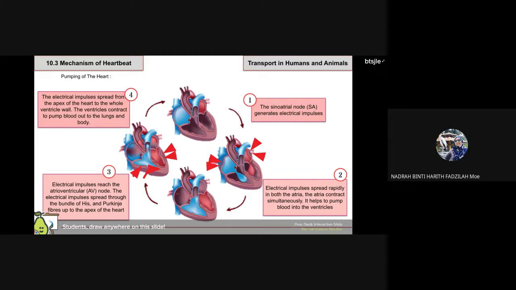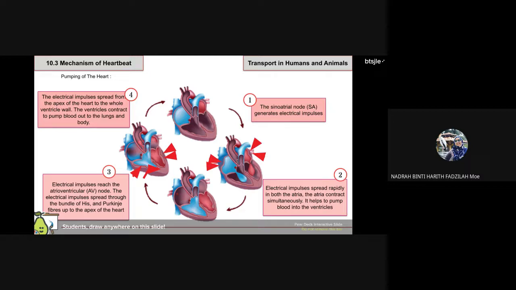So the pumping action of the heart starts with the SA node. Okay, so SA node ni kita kata jantung bersifat myogenik kan. This is because SA node can generate its own electrical impulses as opposed to other muscles. Ada muscle dia tak boleh generate electrical impulse, dia tunggu electrical impulse daripada nervous system atau sistem saraf. So SA node generates electrical impulse and the electrical impulse will spread rapidly on the walls of both atria.